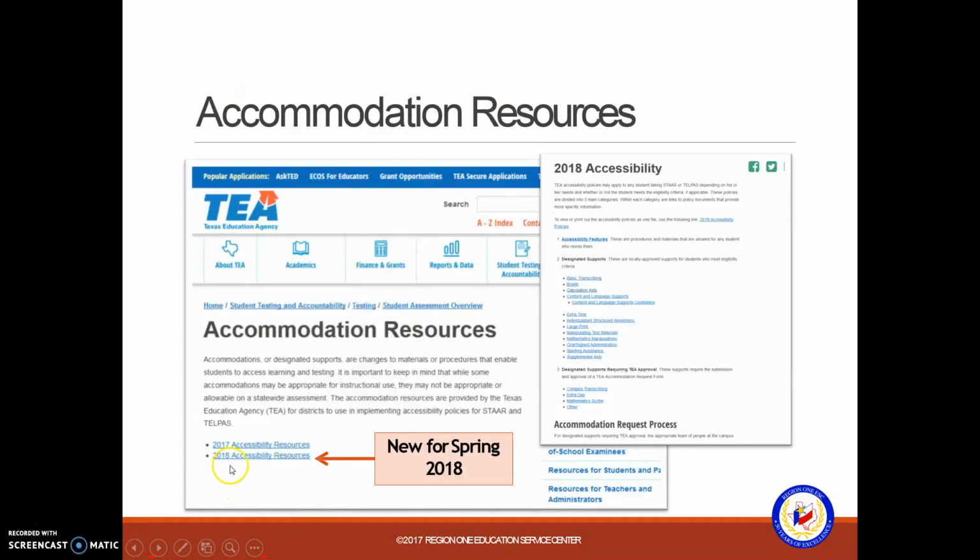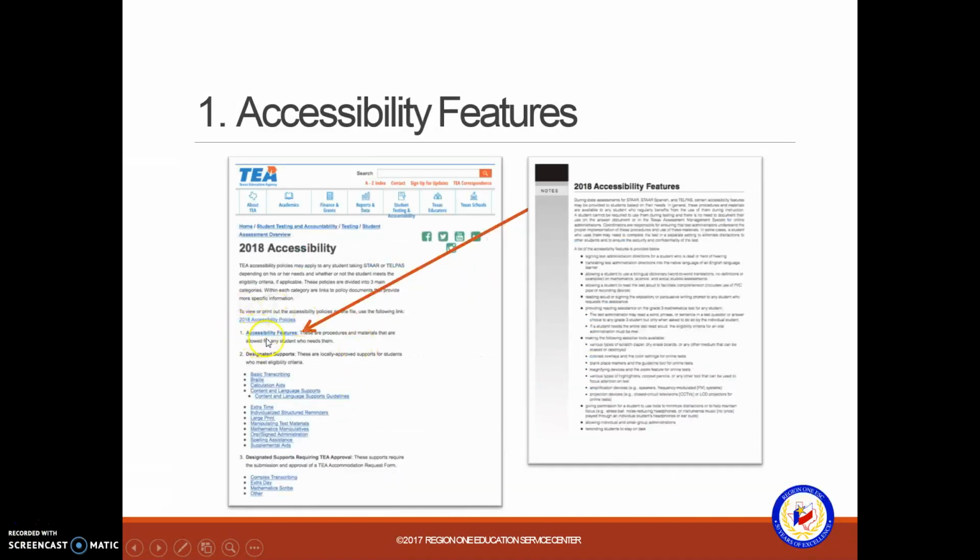The new 2018 accessibility resource can be found on the TEA website. You can see all of the accessibility features. You can see designated supports, also designated supports requiring TEA approval. The accessibility features are on the same page under the 2018 accessibilities. You can click on the link and it'll give you all of the accessibility features that are available to all students who need them.